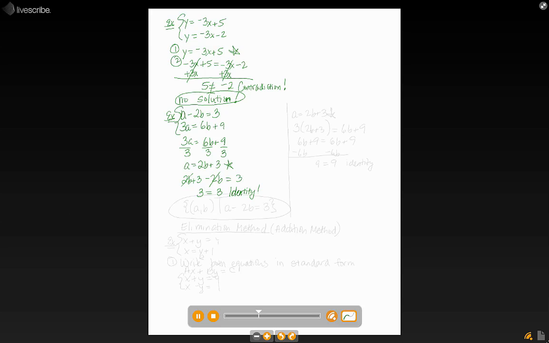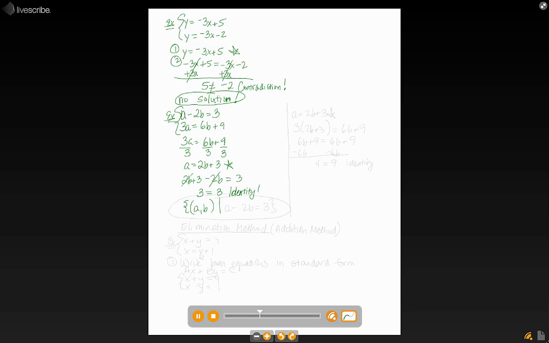Which scenario do you think this is going to be of the 3 scenarios? Same line. Infinite solutions. How do we write those infinite solutions, though? The set of A comma B such that... No, not all real numbers, because there are points not on the line, and that's not a solution. You write the equation.